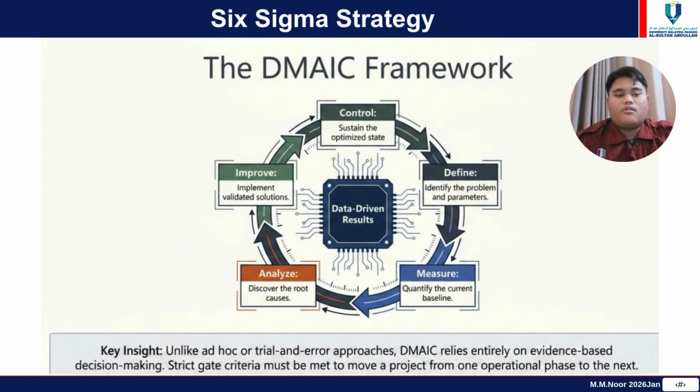DMAIC is an acronym that stands for 5 phases, which are define, measure, analyze, improve, and control. DMAIC relies entirely on evidence-based decision making. Each stage acts as a gateway. A project team must meet strict gate criteria and prove their findings with data before they are permitted to move from one operational phase to the next phase.